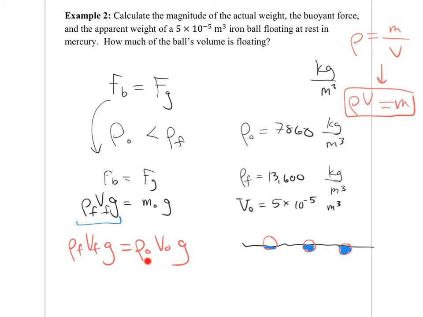How do you know? Look up. You go up one line, up the other line. Up. There's the actual weight right there. FG is the actual weight. So we can start by calculating this value. We can easily do that. The density of the object, 7860, times the volume of the object that was given, times gravity. That will give us the actual weight of the object. Multiply those three numbers, we'll get the actual weight.